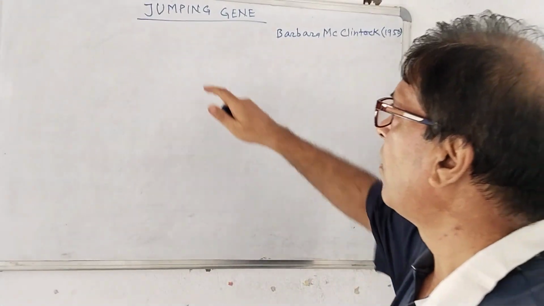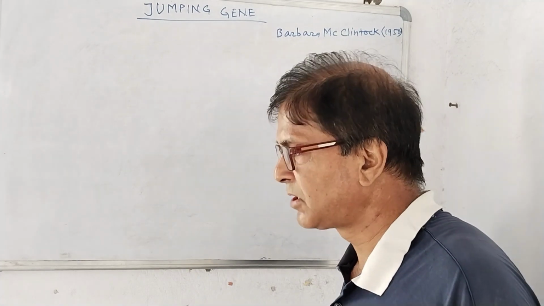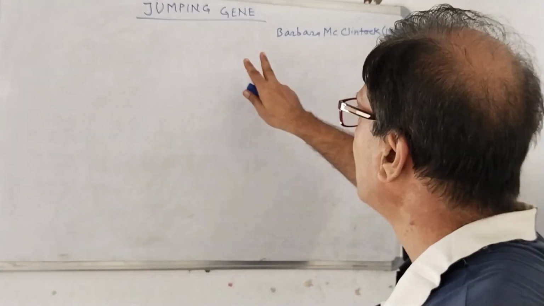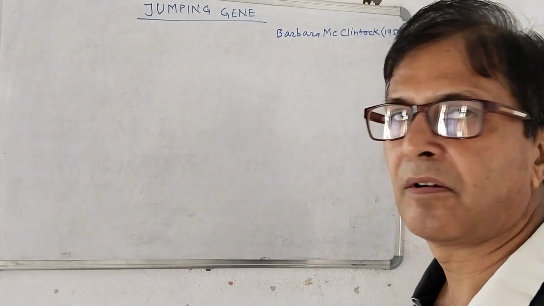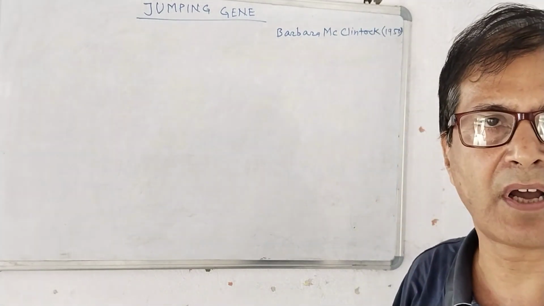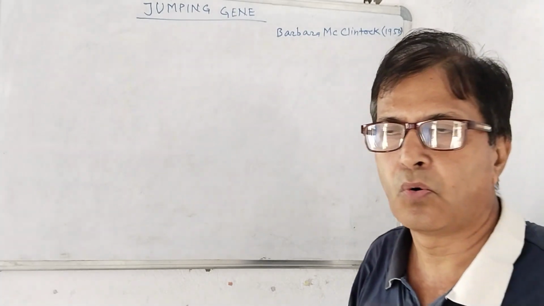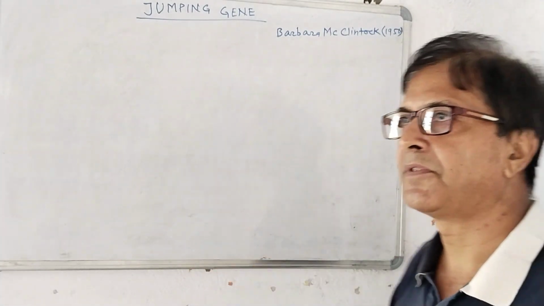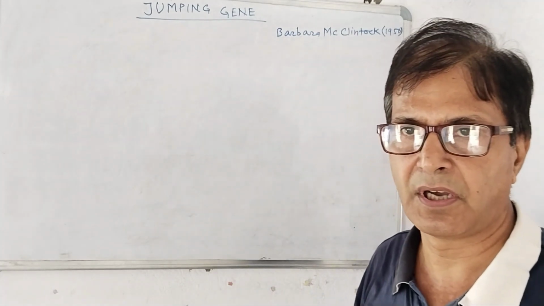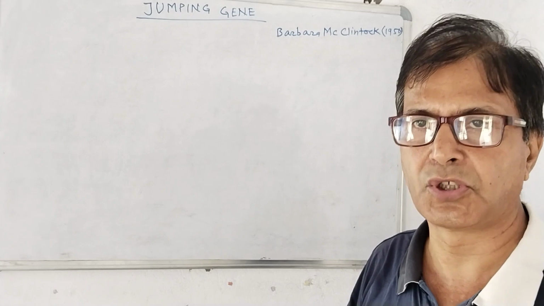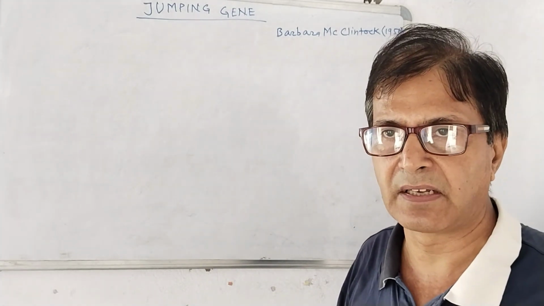Today, our topic of discussion is the jumping gene. The jumping gene was discovered by Barbara McClintock, an American scientist who, in the year 1950, discovered a mobile genetic element within the core genome that can move from one place to another.